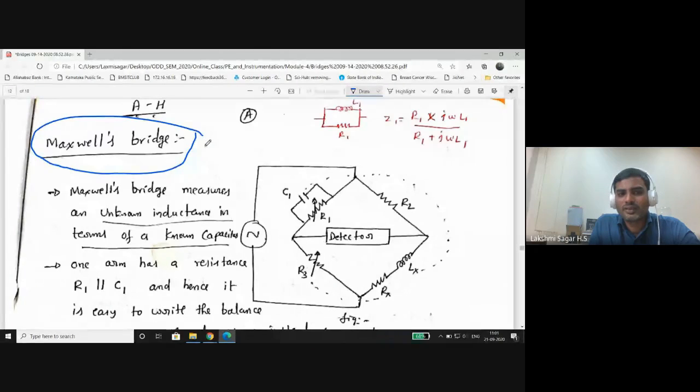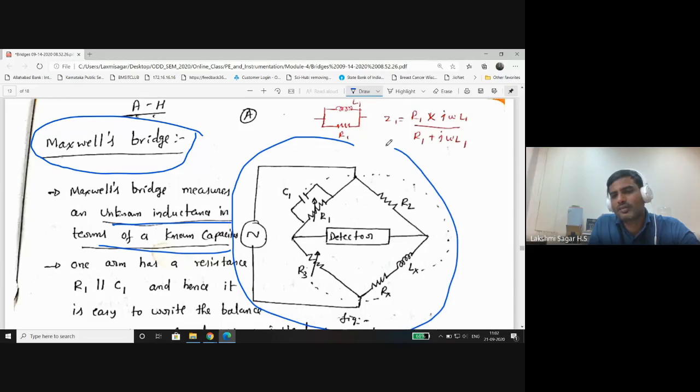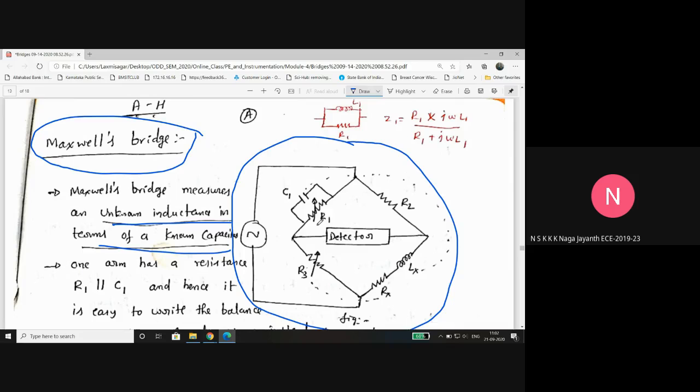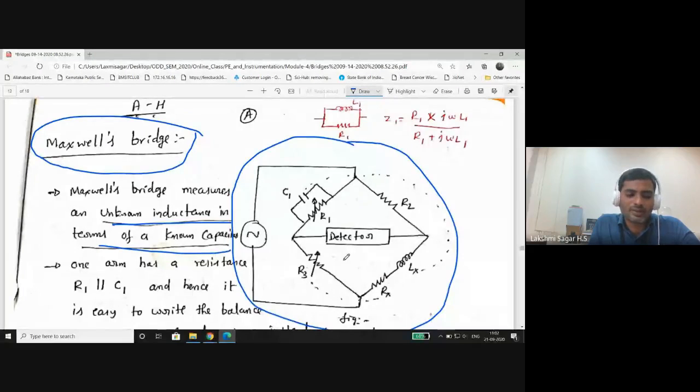So this is the Maxwell's bridge network. It can be used to measure an unknown inductance in terms of a known capacitor. For the Wheatstone bridge network, we are using the DC supply. Why? Only passive components, that is resistors, we are using. Here, with a capacitor, we are using AC. Yes, because in the Wheatstone bridge we are using pure resistance. It is a purely resistive circuit.